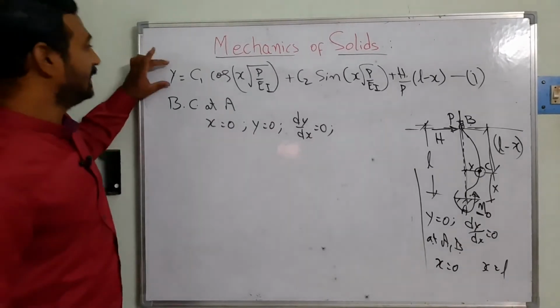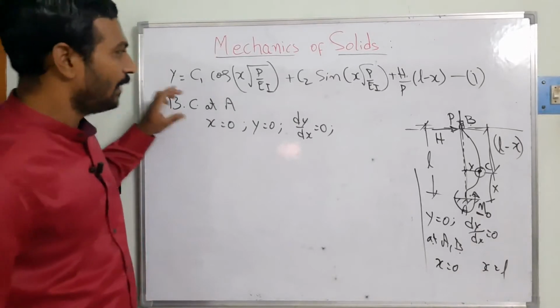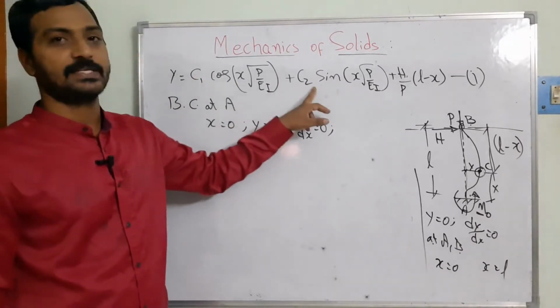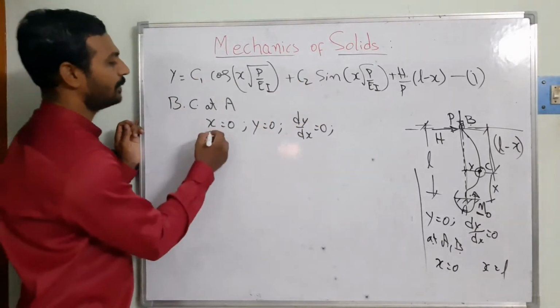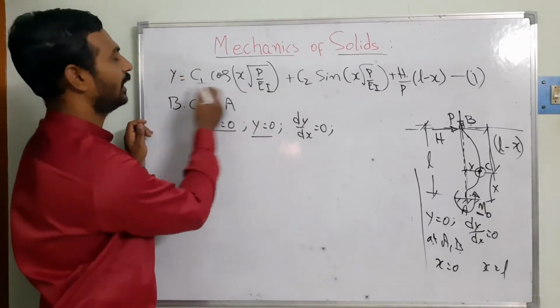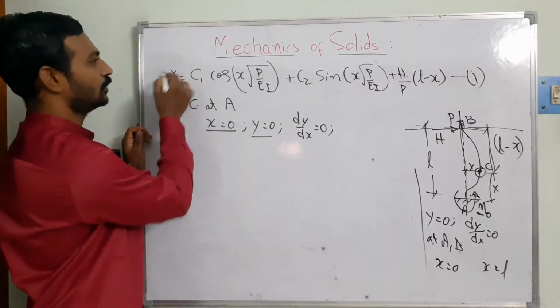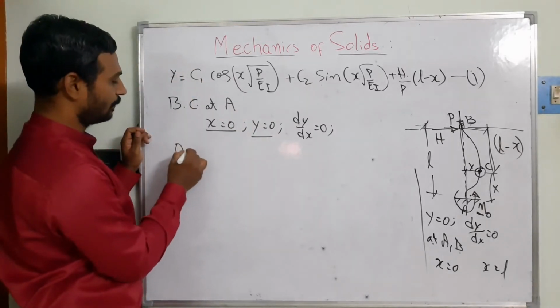Now this is the equation we got. Now we need to substitute the boundary conditions to find C1 as well as C2. So now I am going to take x equal to 0, y equal to 0, because in this equation only two variables, y and x, are available. So when y is equal to 0 in this equation, it is going to be 0.